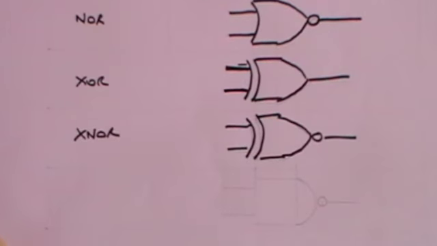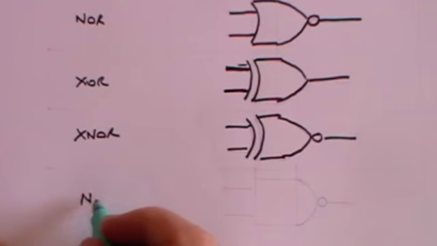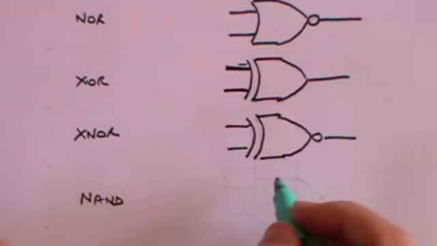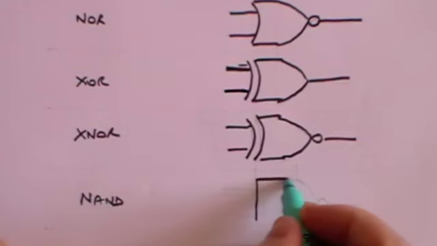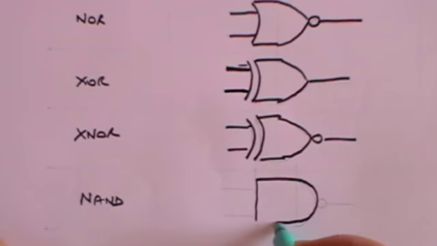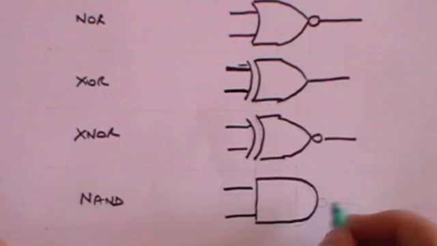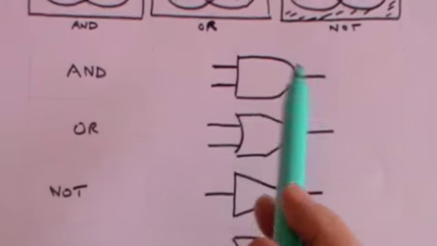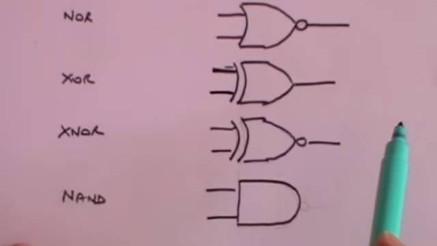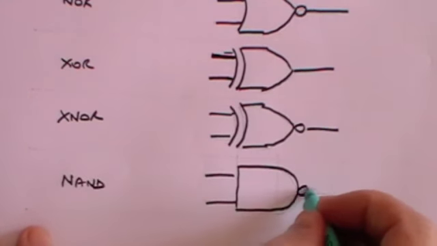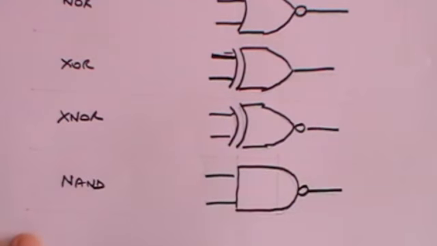And then the final one in the basic series of 7 is called the NAND Gate, which kind of says not and. And its symbol is very similar to the AND symbol. It has two inputs, but because it's a NAND symbol, of course it will have the little circle to indicate that.